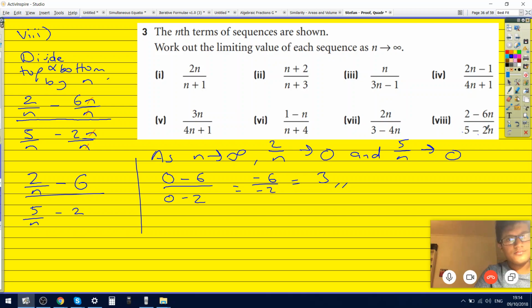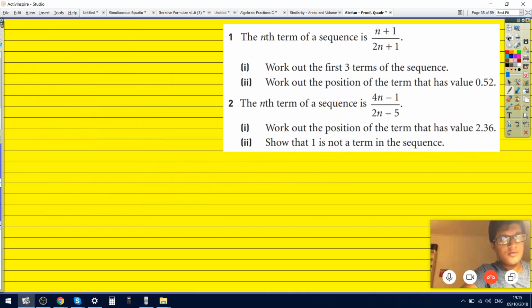Eventually you can just look at the question and you'll know what the answer is, but there are also the prove that questions, and so you have to do this for other ones. The way I did the first one and the way we saw in the mark scheme, you don't have to say as n tends towards infinity twice. You can just say as n tends towards infinity, 2 over n tends towards 0, and 5 over n tends towards 0. But this is a little thing.